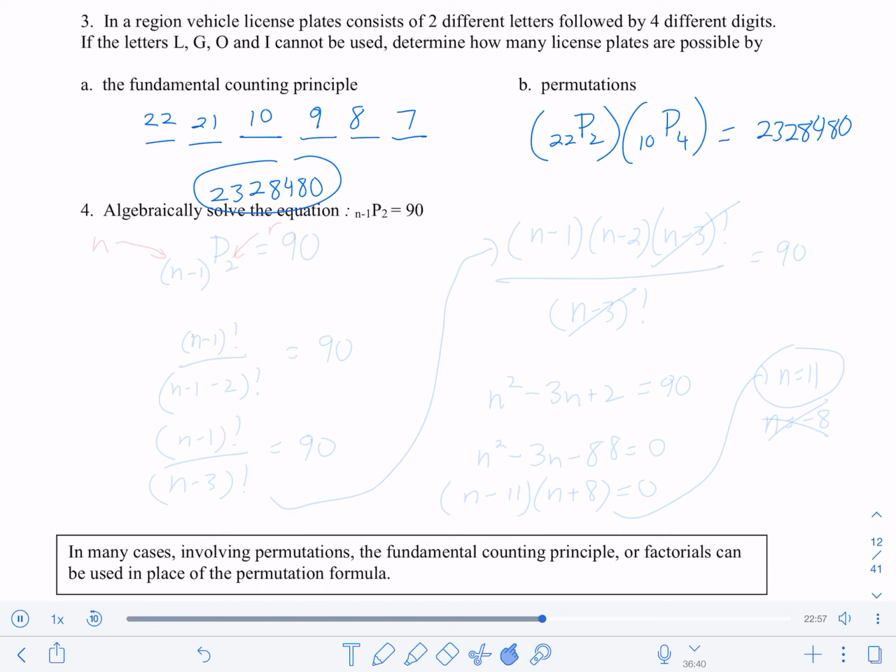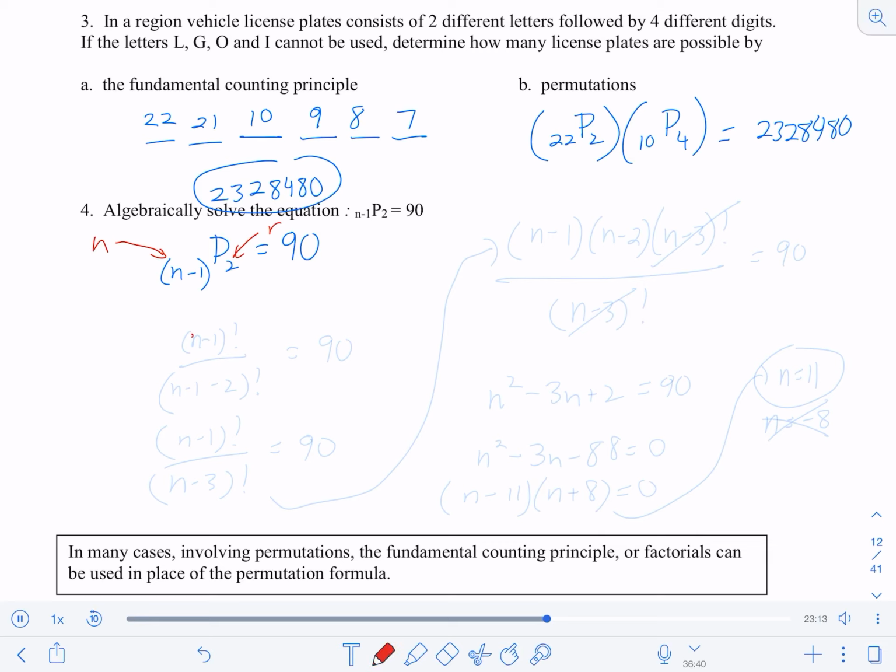And then the last thing we're going to do is look at this formula. n minus 1 P 2 is equal to 90. Well, what does this mean? Well, that means that this here is going to act like our n, and this is going to act like our r in the formula.